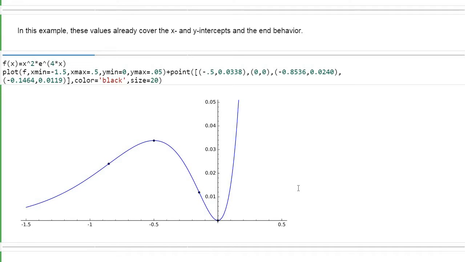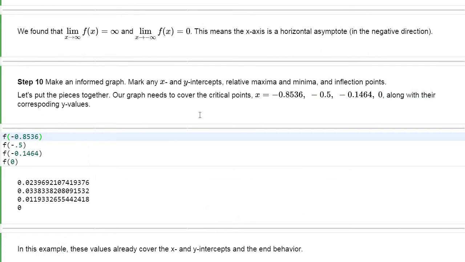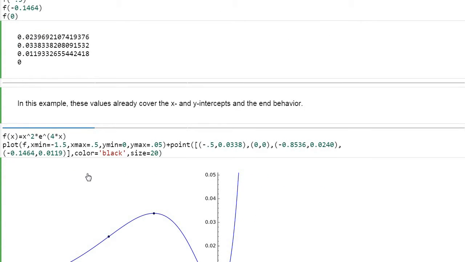So here's my graph. Notice that for my x min and max, I went from minus 1.5 to 0.5. So this was the lowest I needed, and the 0 was the biggest. So again, I went a little bit to the left of the lowest one, and a little bit to the right of the biggest one.